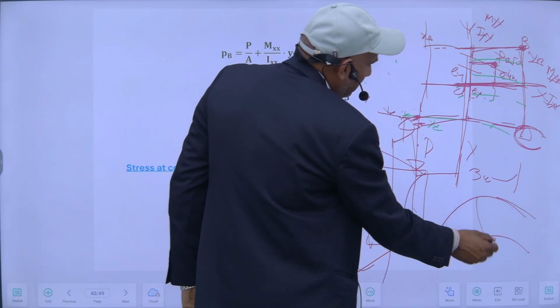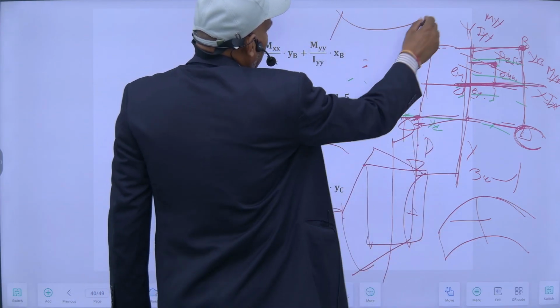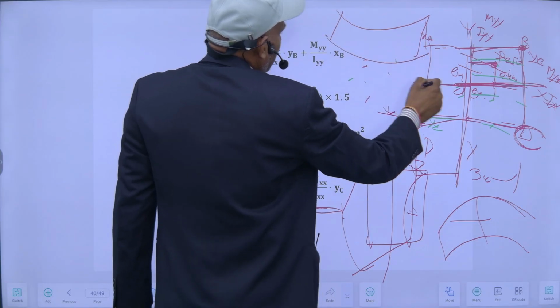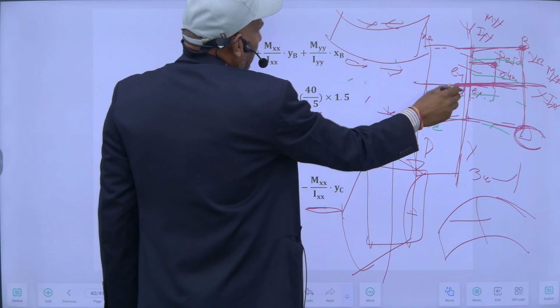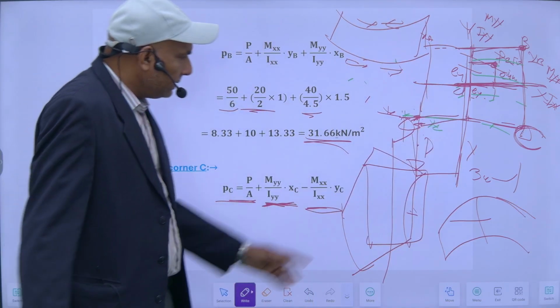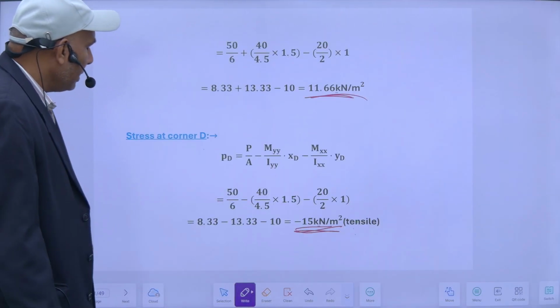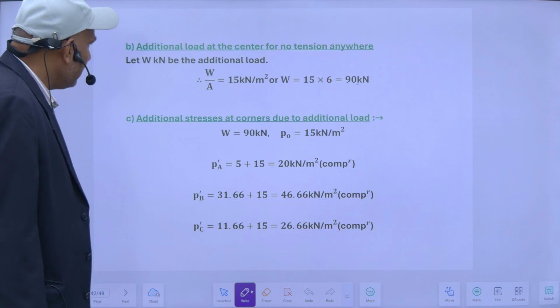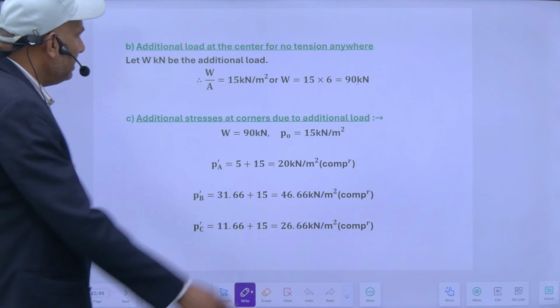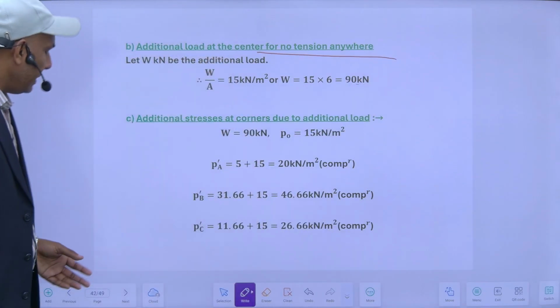If I take the effect of this, it will be like this. About this axis, there will be compression here and tension here. So at this corner, it will be minus 15 kilonewton per mm. So these are my corner stresses. What he wants to know is how much additional load I have to apply at the center for no tension anywhere.